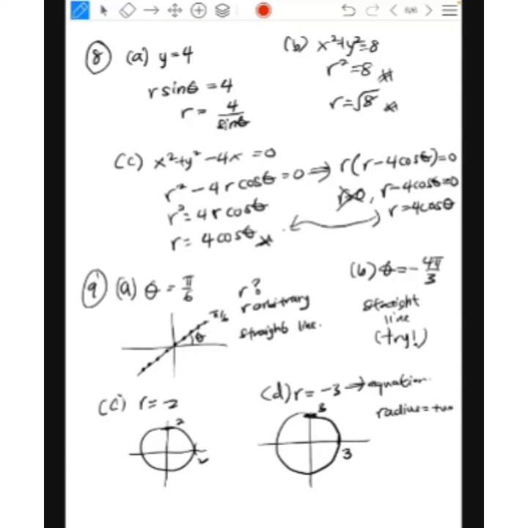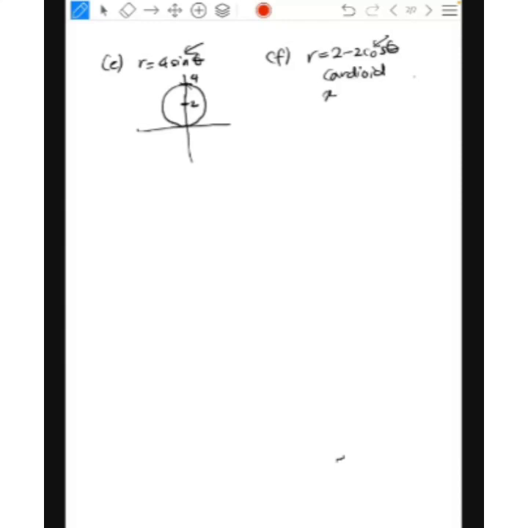E, r equals 4 sin theta. Again, the theta is singular. n equals 1, so it is a circle. Circle on the y-axis because it is sin, so circle on the y-axis. This is 4, so its radius is 2. r equals 2 minus 2 cos theta is what? It is a cardioid. Cardioid on cos negative, so x-axis negative. Try it. r equals 3 plus 3 sin theta is also a cardioid on the y-axis positive.